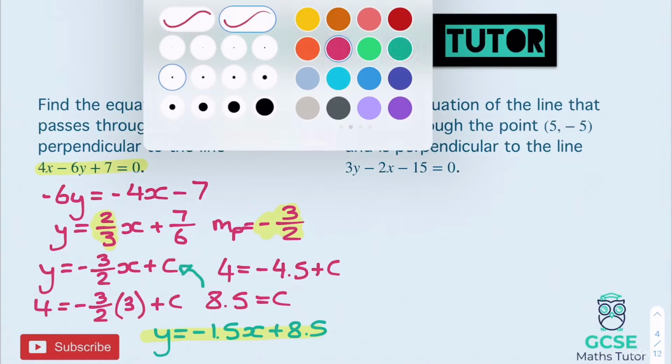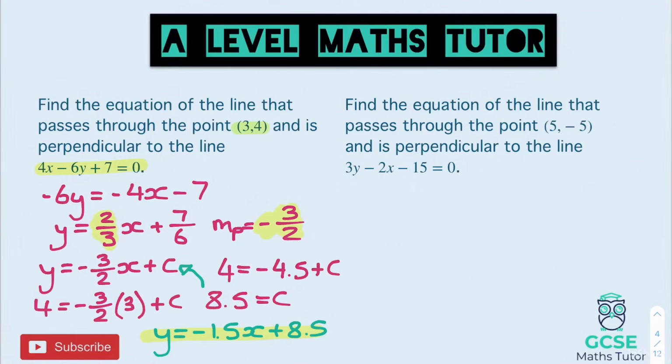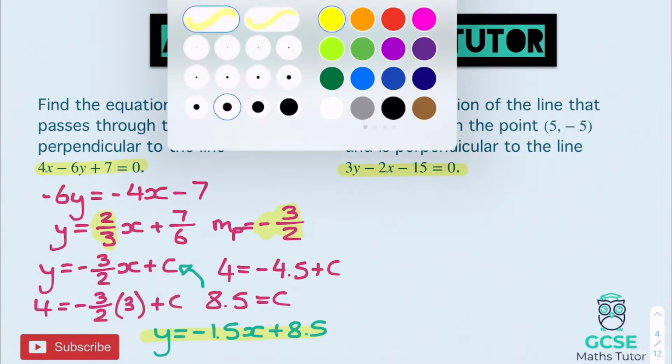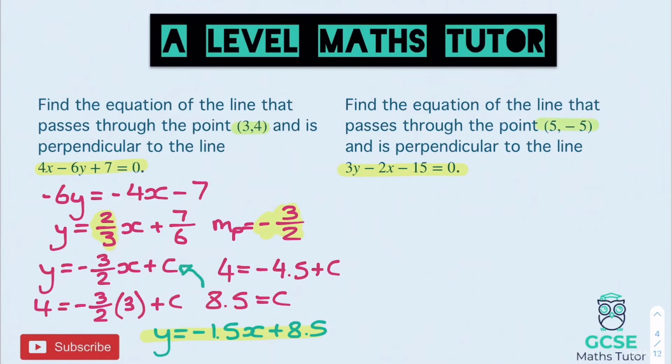On to our next one. Let's have a look again. We have our equation of our line there, and we have the coordinate 5, minus 5 this time. So following the same process, let's get it y equals. So if we add the 2x over and add the 15 over, we get 3y equals 2x plus 15. There we go. And dividing by 3, we get y equals 2/3 x plus 5.